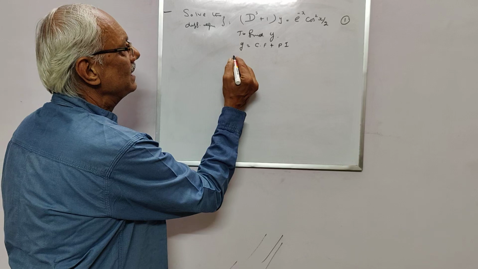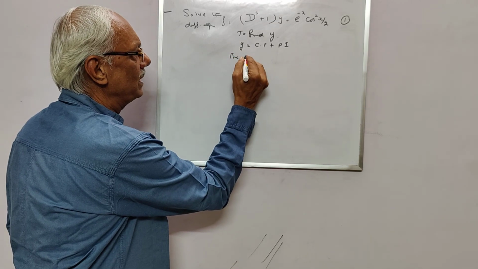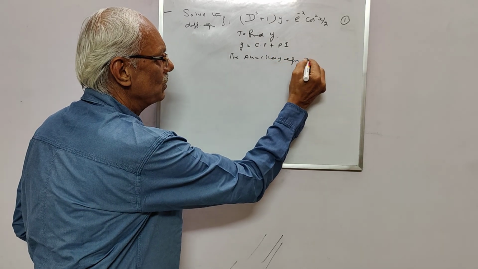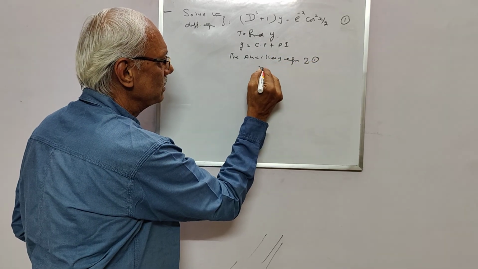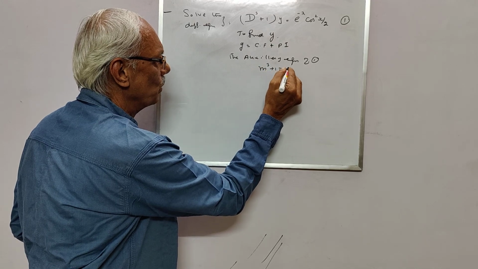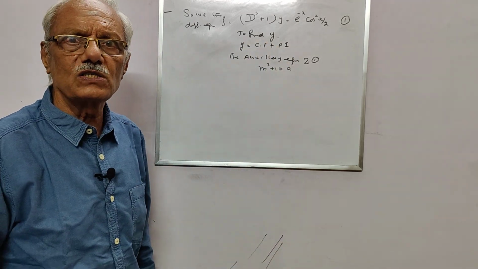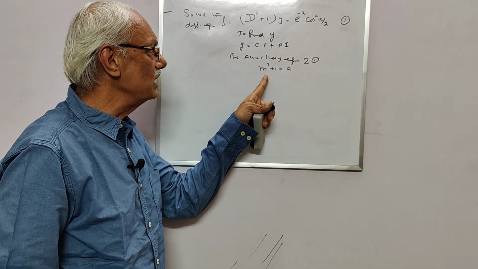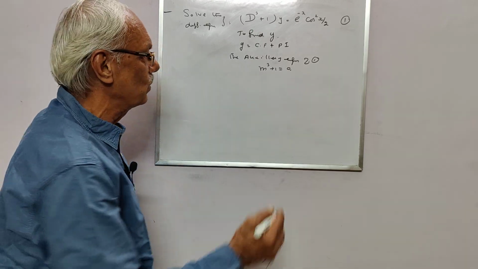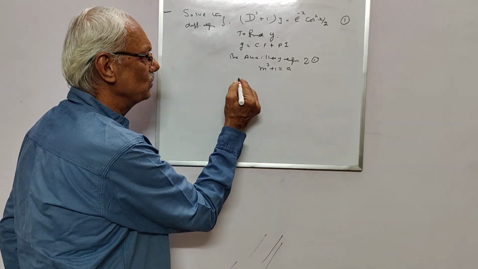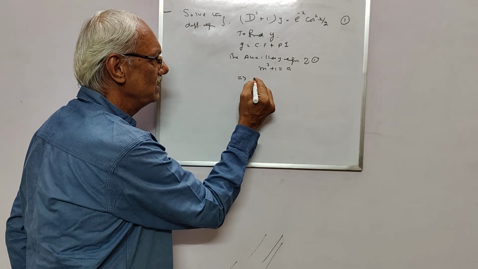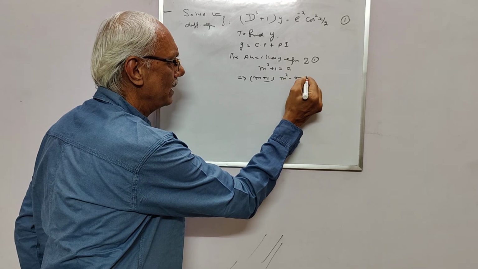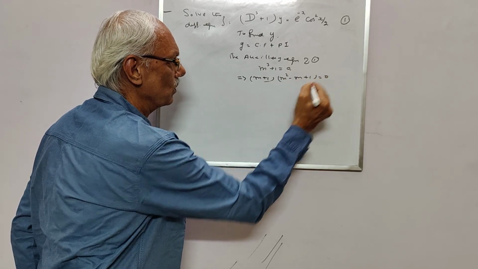Now, we call it the auxiliary equation. The auxiliary equation of this is m cubed plus 1 is equal to 0. If it is D cube plus 1, then the auxiliary equation of it is m cube plus 1 is equal to 0. Now let me factorize this using the a cube plus b cube formula. So this gives m plus 1 into m squared minus m plus 1 is equal to 0.